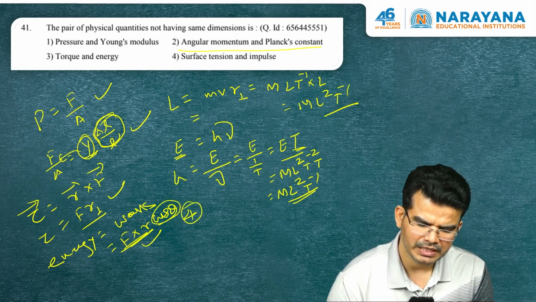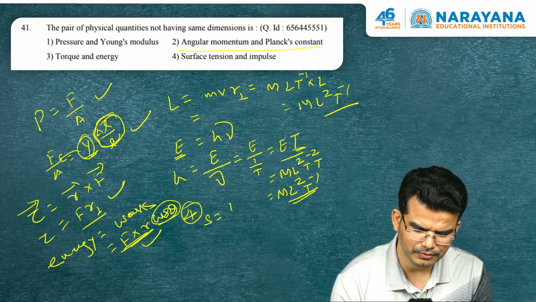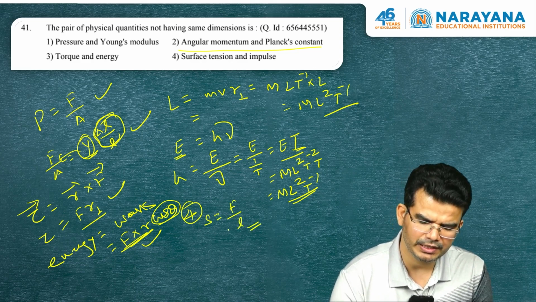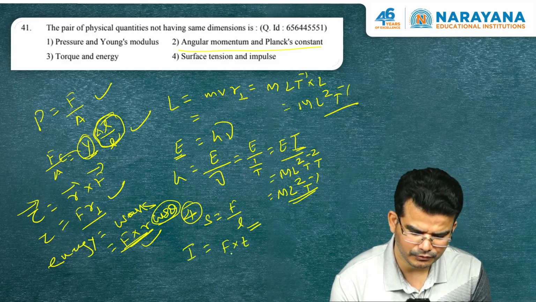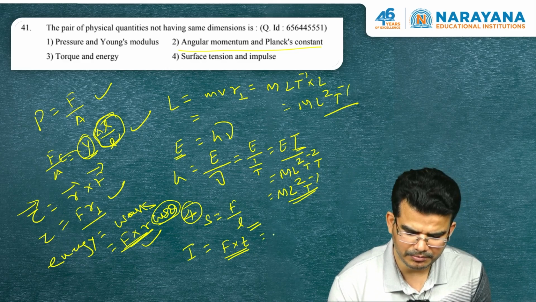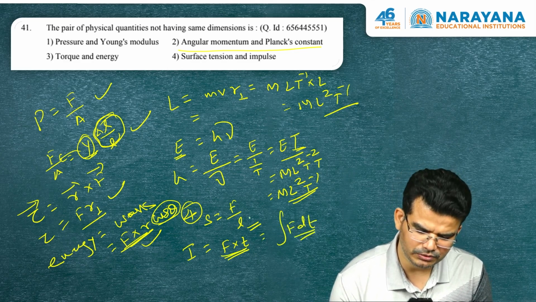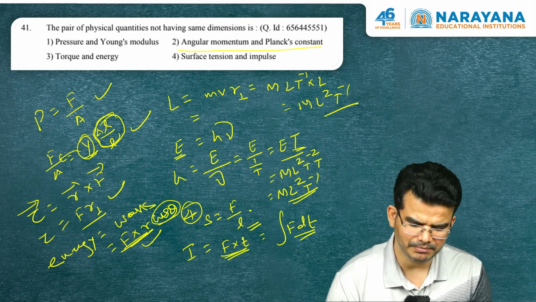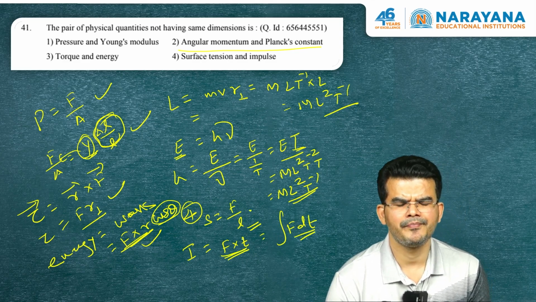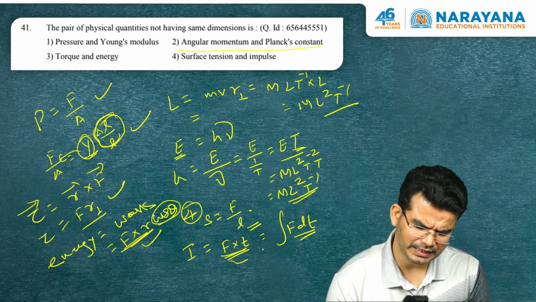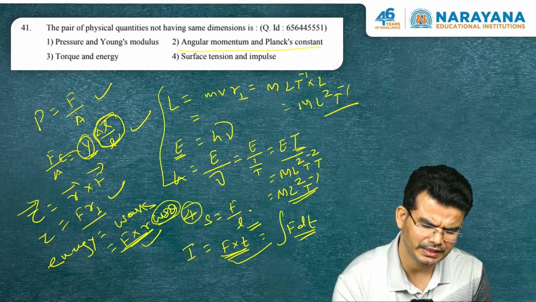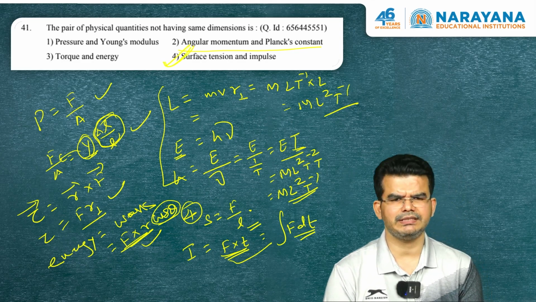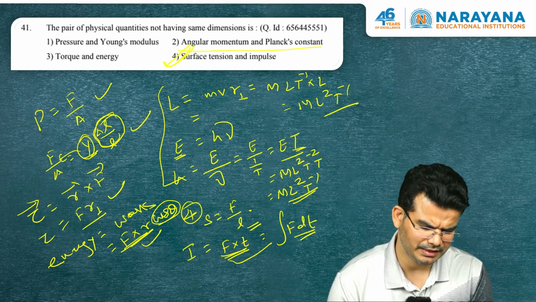Fourth one, surface tension. What is surface tension S? Force per unit length. And what is impulse? Impulse is force into time, because impulse is the integral of F dt, the change in momentum. So, this is force into time. Definitely surface tension and impulse do not have the same dimension. No need to go through every time dimension, I did it once, but for others we can check directly by formulas. So, definitely the fourth is the correct answer: surface tension and impulse do not have the same dimension.